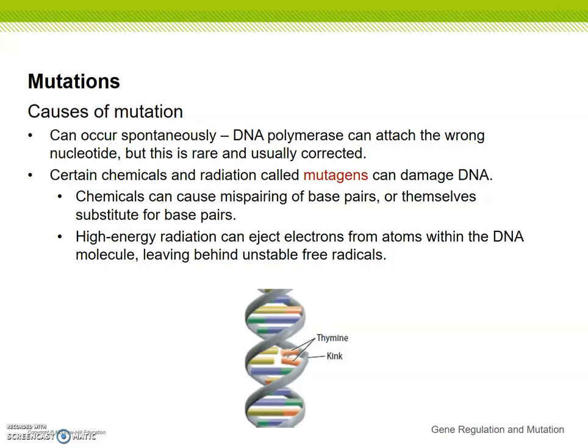Chemicals can cause mispairing of base pairs, or themselves can substitute for base pairs. And then we have high energy radiation that can eject electrons from atoms within the DNA molecule, leaving behind unstable free radicals. So chemicals and radiation are very bad and can cause mutations, which we do not want to occur.